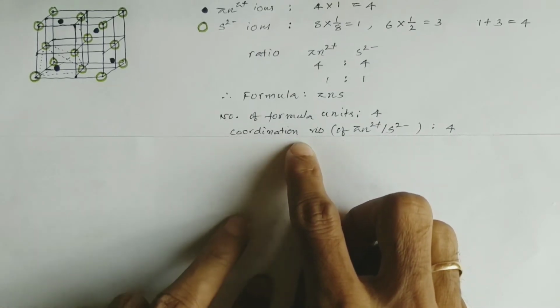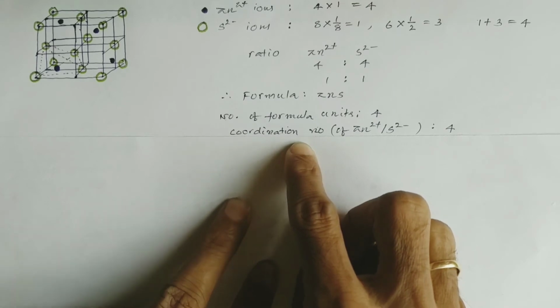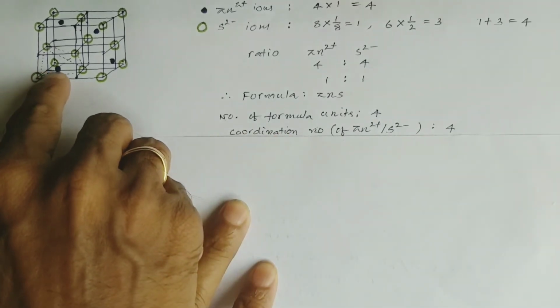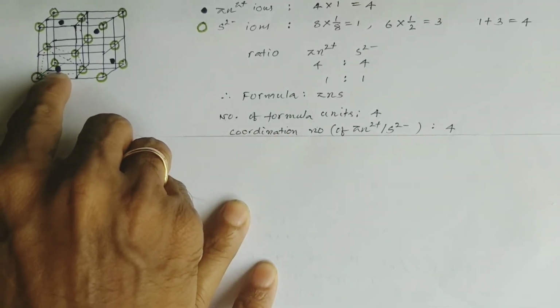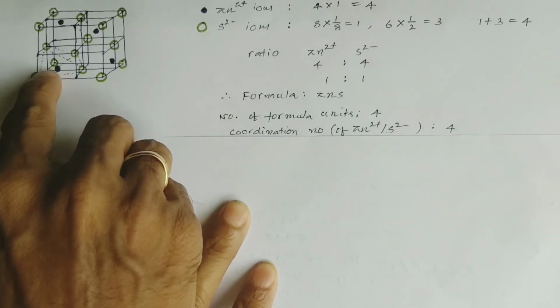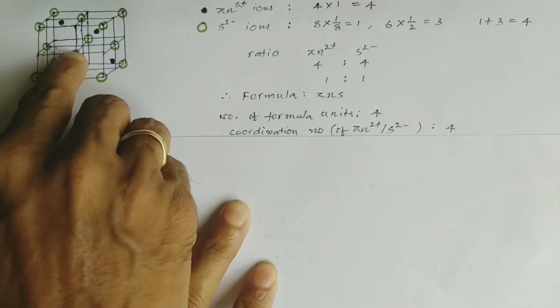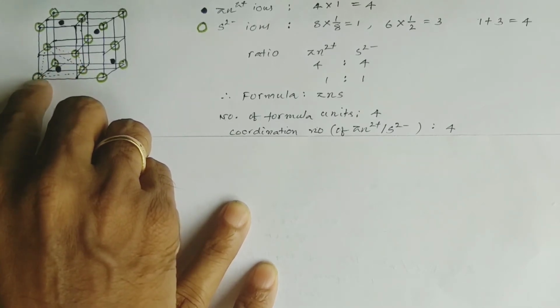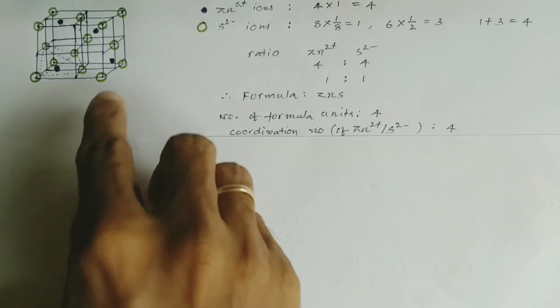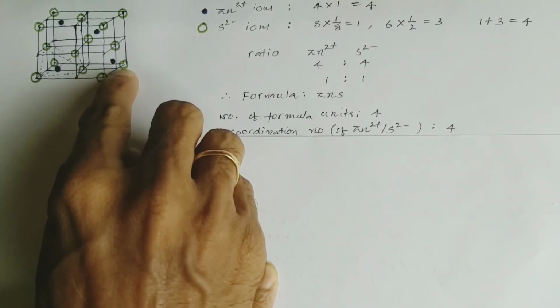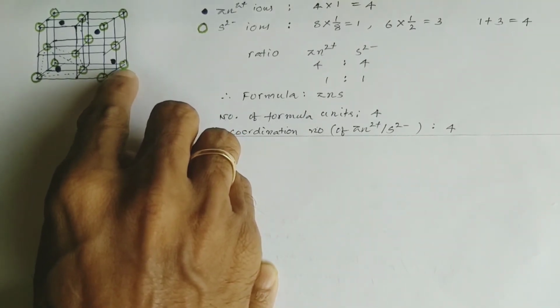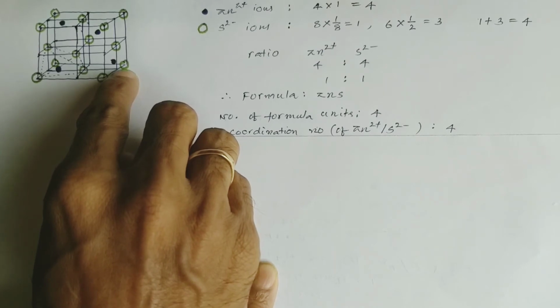What is the coordination number of zinc here? The coordination number of zinc is 4 because zinc is present in the tetrahedral void. So tetrahedral void is made by 4 sulfide ions here. 1, 2, 3, 4. Similarly, what is the coordination number of sulfide ion? This is the sulfide ion. The coordination number of sulfide ion is also 4.